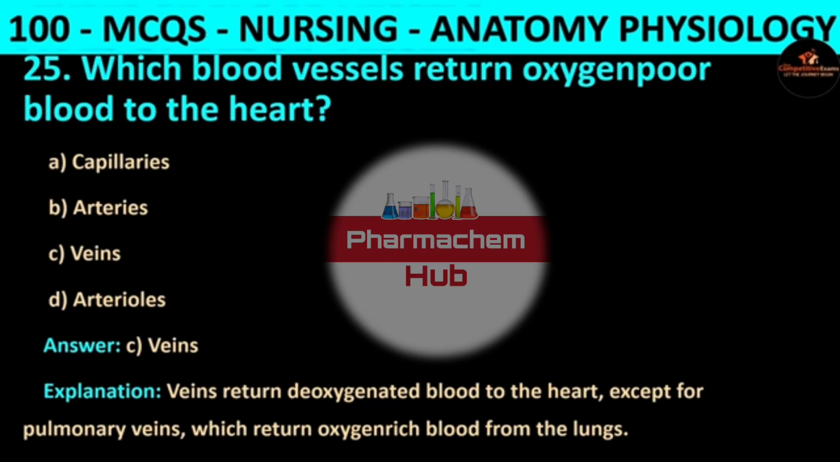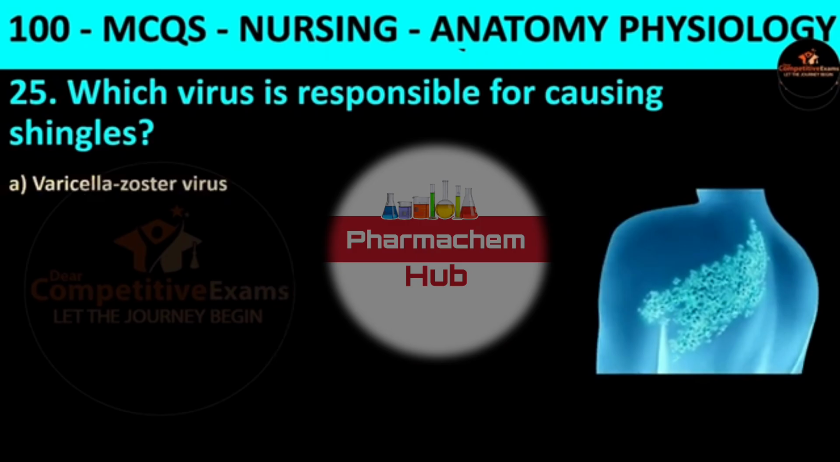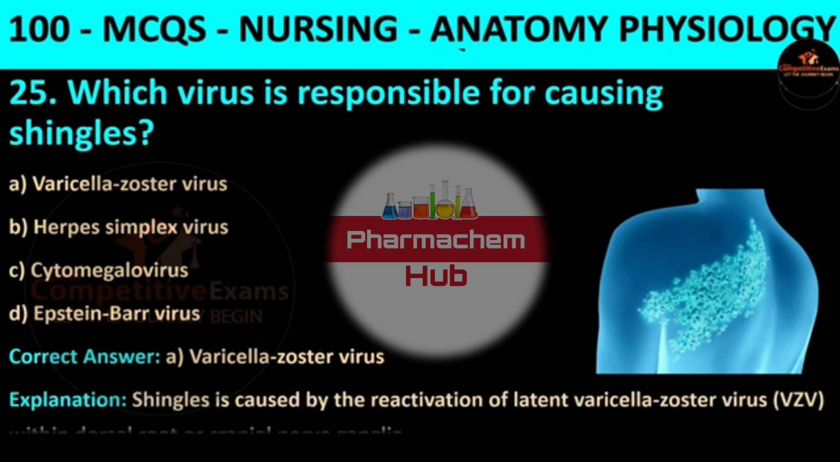Question number 26. Which virus is responsible for causing shingles? The options are varicella zoster virus, herpes simplex virus, cytomegalovirus, or Epstein-Barr virus. The correct answer is A, that is varicella zoster virus. Shingles is caused by the reactivation of latent varicella zoster virus, VZV, within dorsal root or cranial nerve ganglia.